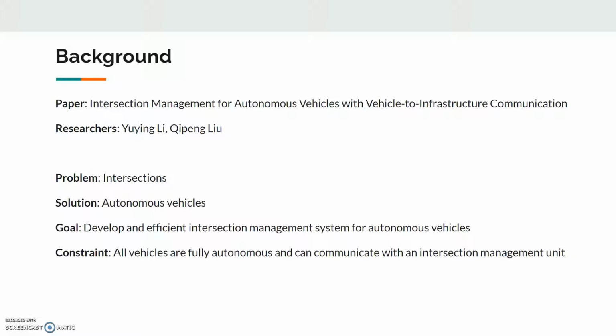And the problem they address is intersections, more specifically their inefficiencies, which cost time and money and pollute, leading to global warming. So the solution they proposed was using autonomous vehicles, as this would make the process more efficient and make the downfalls of intersections less impactful.